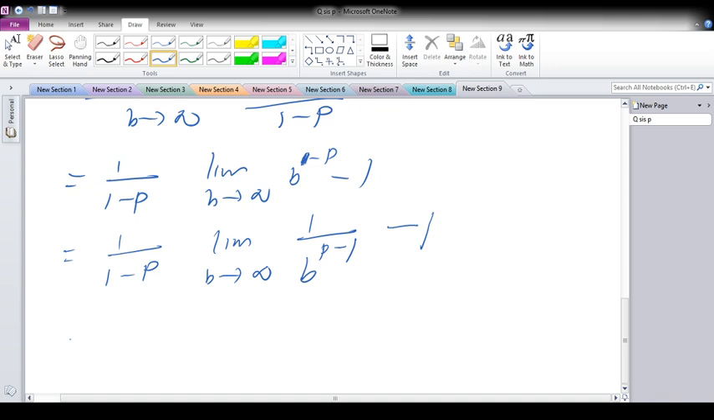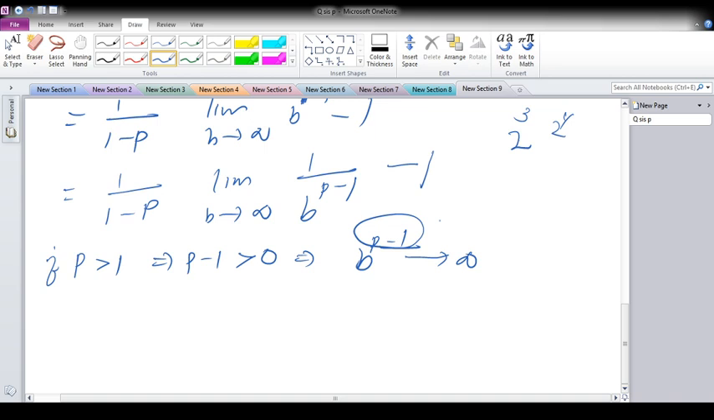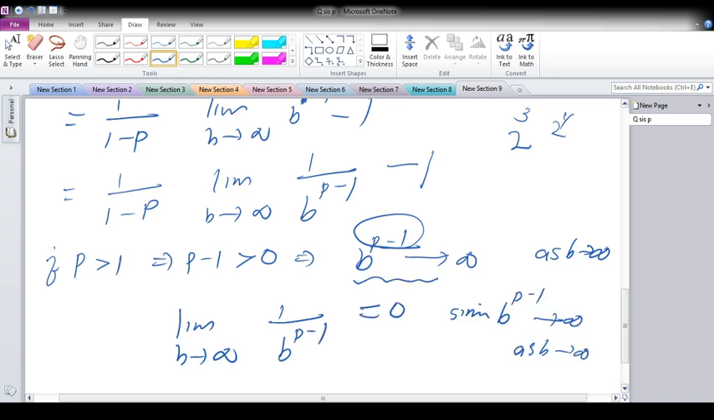If p greater than 1 implies p minus 1 greater than 0. This implies b power p minus 1 tends to infinity. It is like 2 power 3, 2 power 4. That means p minus 1 is greater than 0; some number to a positive power always tends to infinity as b tends to infinity. So we can write limit b tends to infinity 1 by b power p minus 1 will become 0, since b power p minus 1 tends to infinity as b tends to infinity.